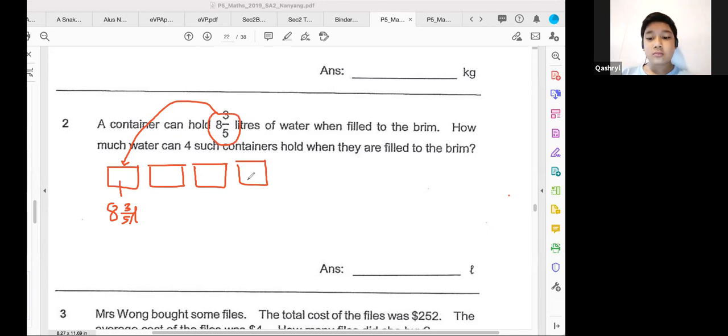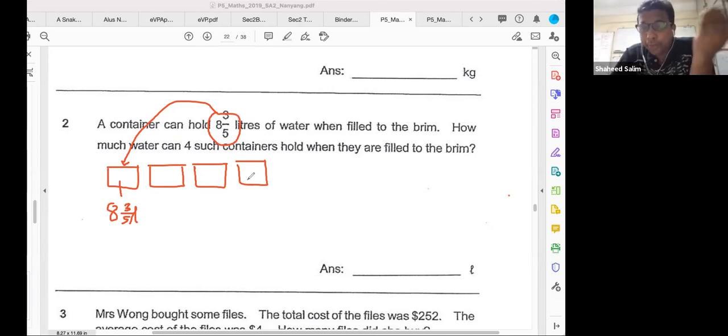In fact, do you know you can use a calculator for paper 2? You can use it. But of course, if you try to calculate on your own, it's even better. This question is quite easy, but you can use a calculator for this one, because it's paper 2. But you must know how to do this.